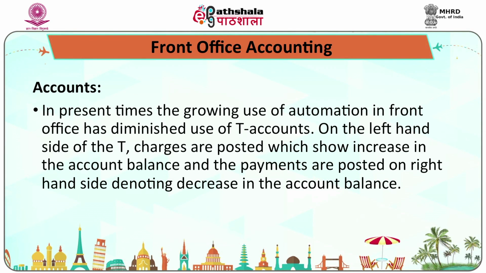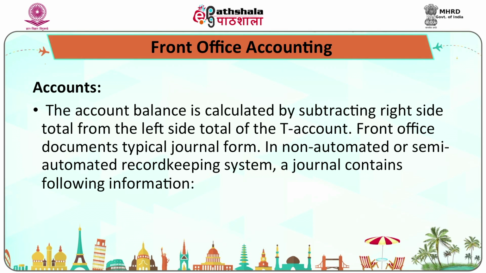In present times, the growing use of automation in front office has diminished the use of T accounts. On the left-hand side of the T, charges are posted, which shows an increase in the account balance, and the payments are posted on the right-hand side, denoting decreases in the account balance. The account balance is calculated by subtracting the right side total from the left side total of the T account.